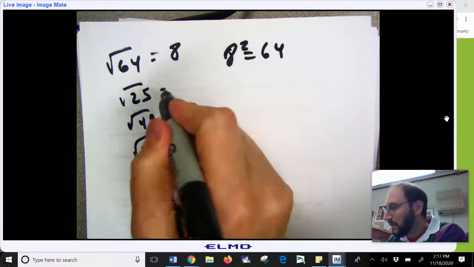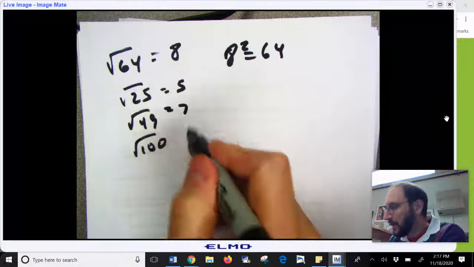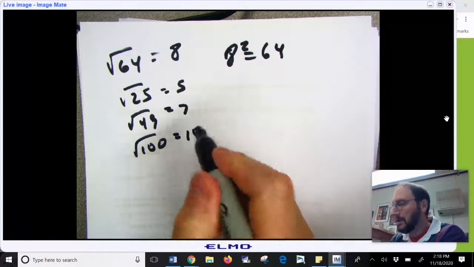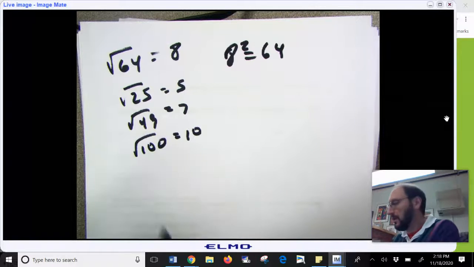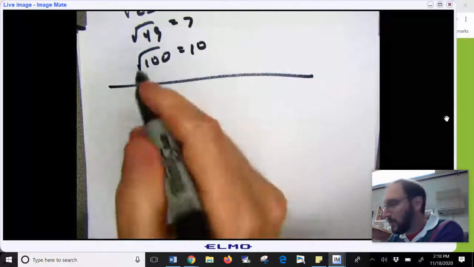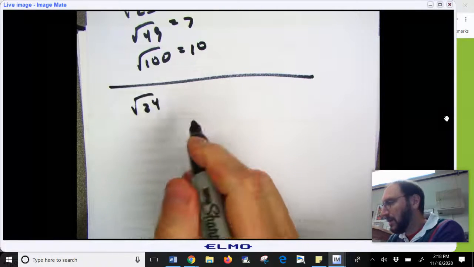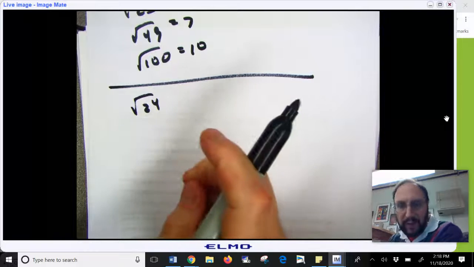Okay, so the square root of 25 is 5, the square root of 49 is 7, the square root of 100 is 10, because when you square those things, you get that number. The second type of problem on our sheet, or on the Desmos thing, was the square root of 24. So I try to explain there's two major ways of doing these problems.